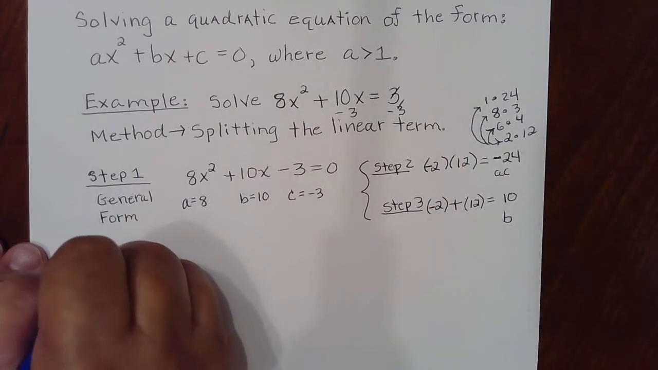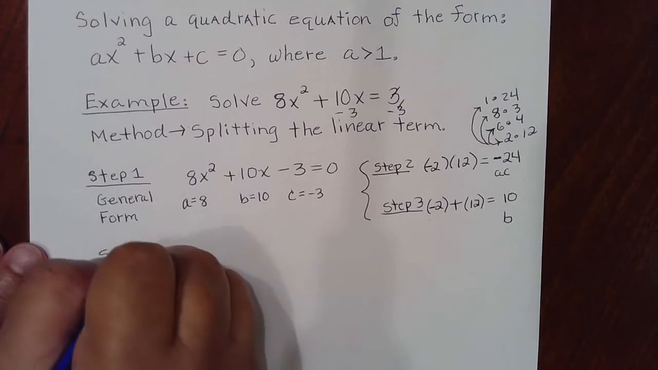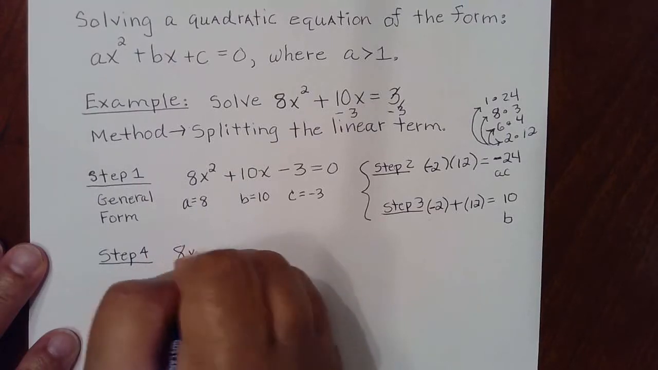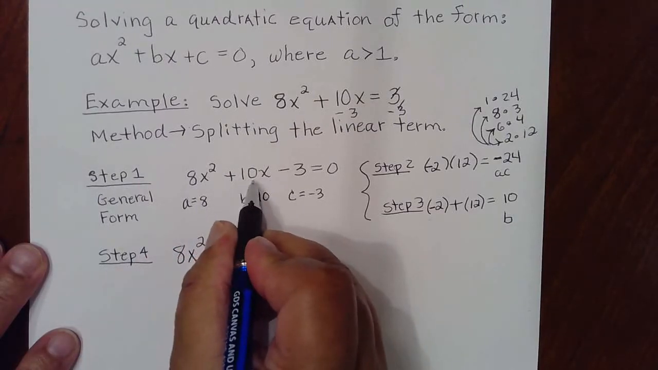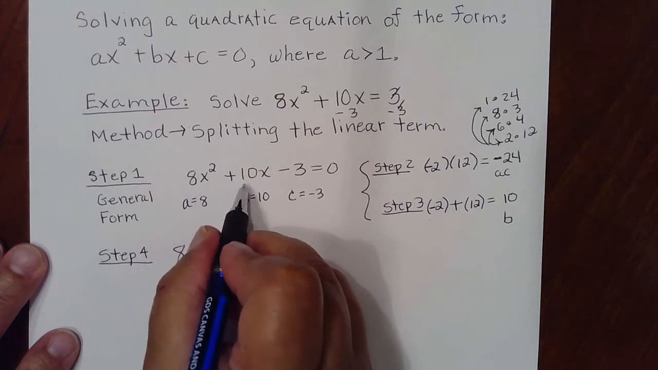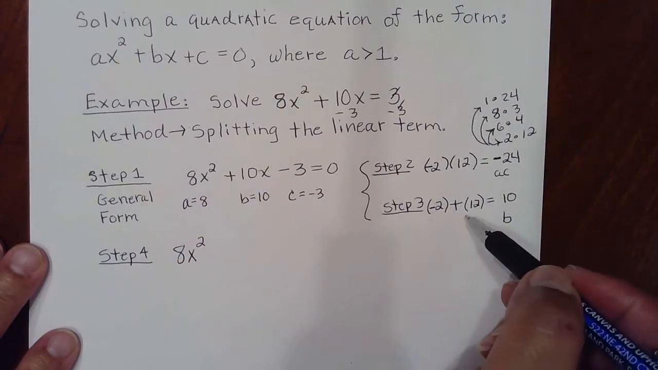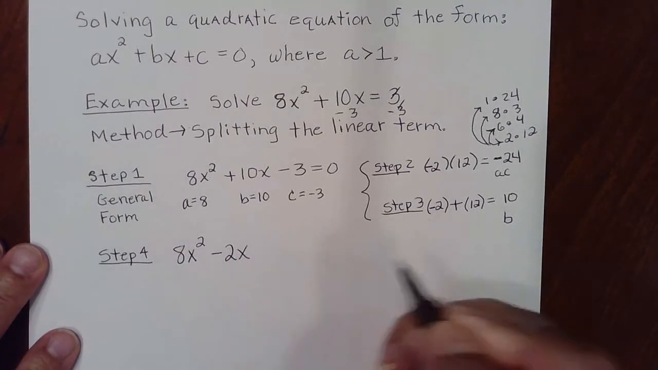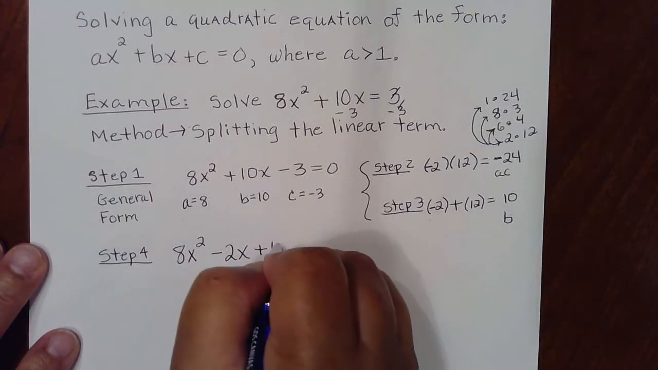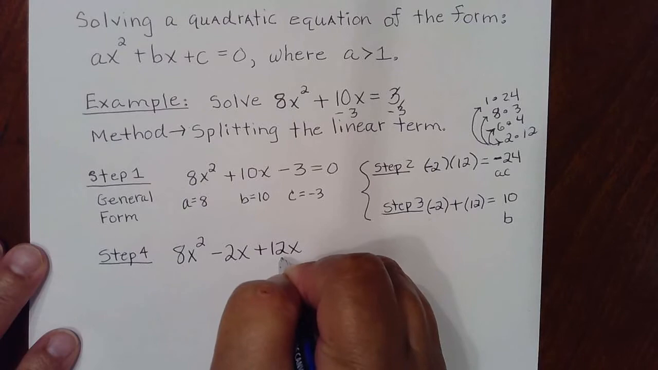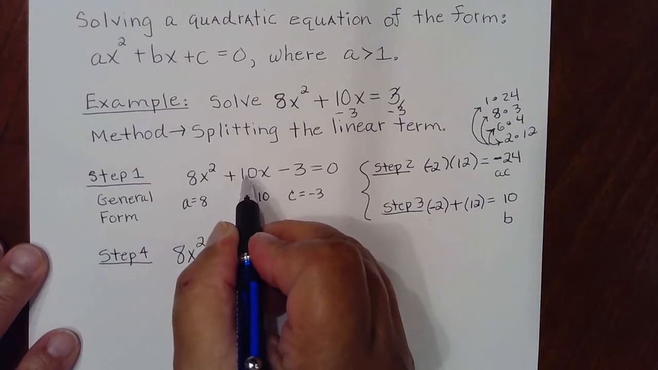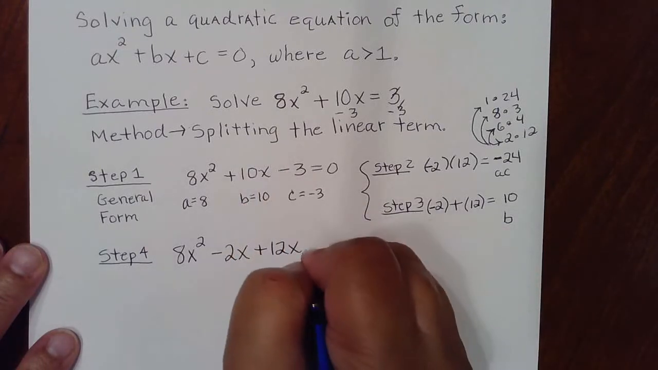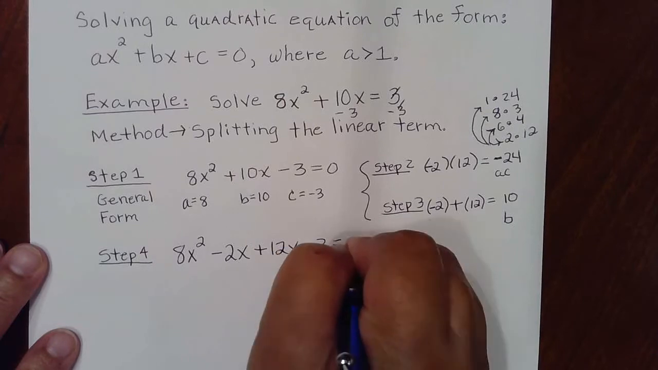So now let's come over here for step 4. We're going to keep the quadratic term as is, but the middle term, or what we call the linear term, is going to be rewritten, split up into two terms using these two numbers. So we're going to say negative 2, but with x's on it, and positive 12, but with an x on it. And these two terms together is us splitting up this 10x. Notice that when you combine those two, it is equal to the 10x. Bring the negative 3 down, bring the 0 down.